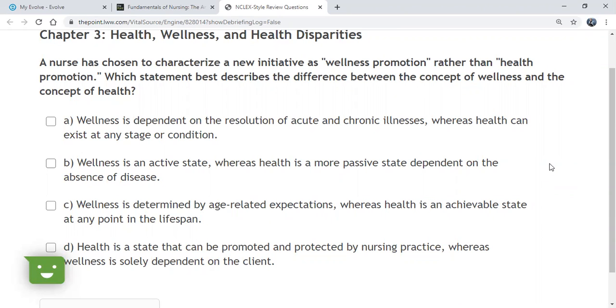Wellness is dependent on the resolution of acute and chronic illness, whereas health can exist at any stage or condition. Wellness is an active state, whereas health is more passive state dependent on the absence of the disease. Wellness is determined by age-related expectations, whereas health is an achievable state at any point in the lifespan. And health is a state that can be promoted and protected by nursing practice, whereas wellness is solely dependent on the client. What do you think?